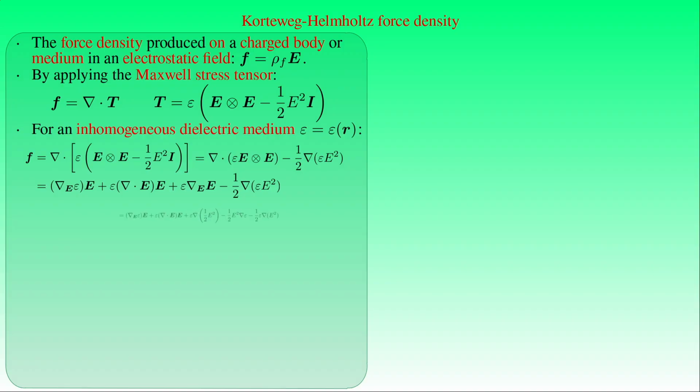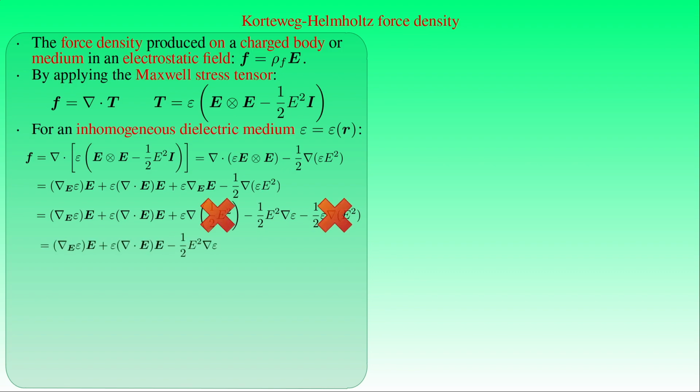The latter can be expressed by epsilon times the gradient of 1 over 2 times E squared in the case of an electrostatic field, which is curl-free, as it was shown when we derived the explicit form of the stress tensor. At the same time, we also split the last term in the right-hand side into negative 1 over 2 times E squared times the gradient of epsilon, and negative 1 over 2 times epsilon times the gradient of E squared. The third and the last terms in the right-hand side cancel out each other, reducing the right-hand side of the equation to 3 terms.